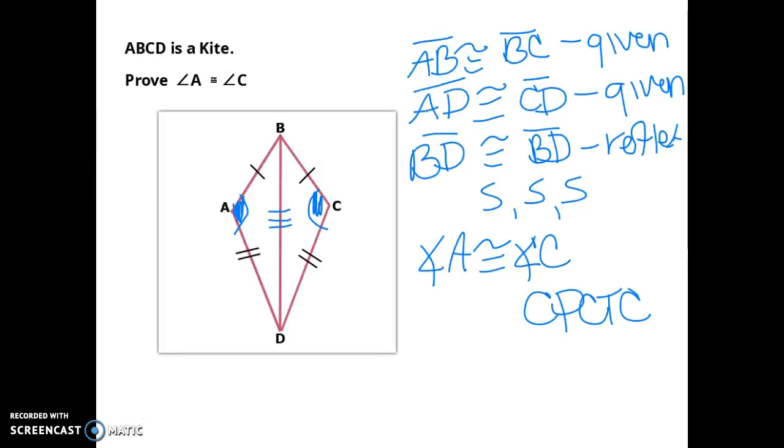In this case, this is a kite, ABCD. We're trying to prove that angle A is congruent to angle C. Now we can use whatever we need to in order to prove this. However, because we know that this side is congruent to this side and this side is congruent to this side, and this third side, BD, is congruent to itself, we know that first of all the triangles are congruent. And if the triangles are congruent, the corresponding parts are congruent, which is CPCTC. So by CPCTC, angle A is congruent to angle C.